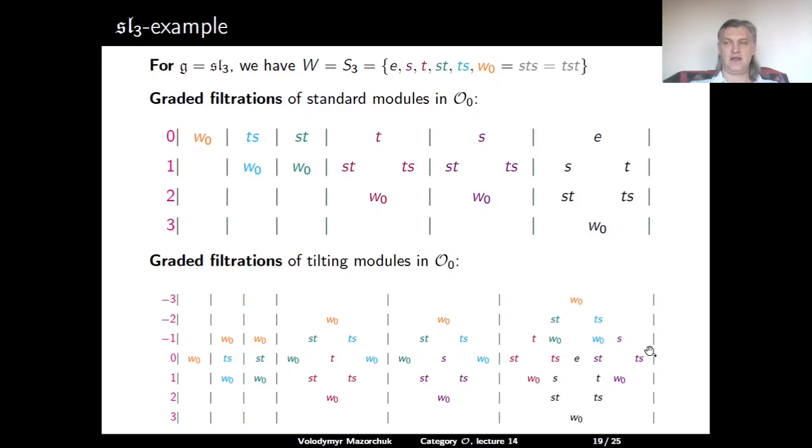And finally, the tilting module with highest weight E coincides with the indecomposable projective module for the simple LW0, because it coincides with theta W0 applied to delta W0. So this is the indecomposable projective cover of LW0, which we have already seen. It has a Verma filtration with each Verma appearing with multiplicity 1.